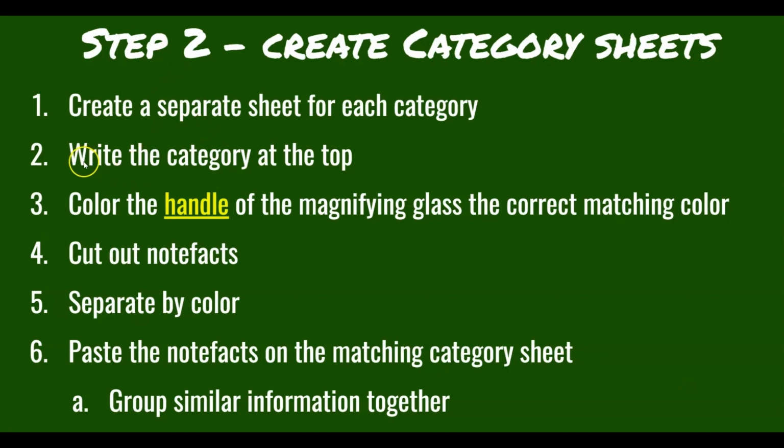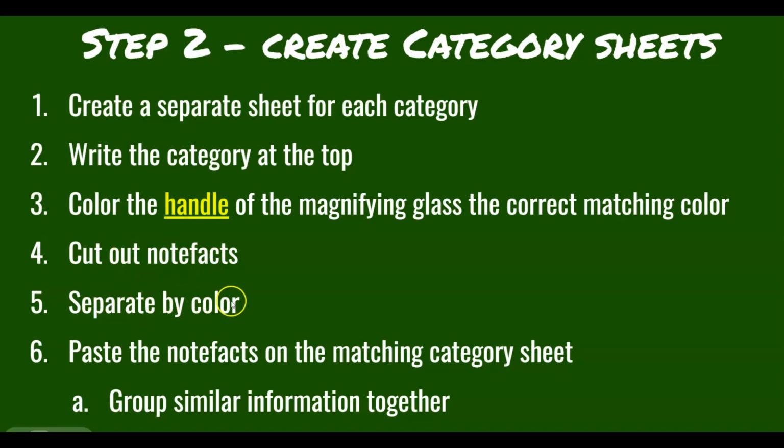Okay, so far we've got our category sheet, we've got a category at top, and you colored the handle of your magnifying glass for each category. So you have 3 or 4 sheets, 1 for each category. Now, we're going to go ahead and cut out our Notefacts. They should already be colored, right? The handles on all the Notefacts colored to match which category they go in. So you're now going to cut them out, okay? Leave the top part that has the source, like which website it was. Just cut out the Notefacts, the strips.